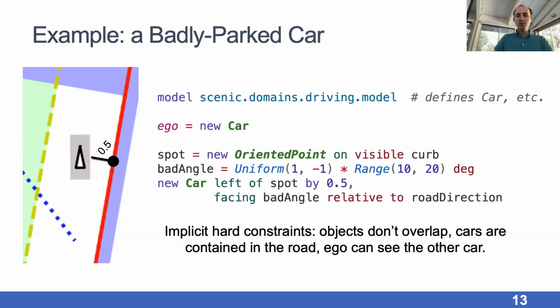Any other questions at this point? Yes. Is there a way to know where the issues are? So for example, you have a car left of a spot by 0.5. Maybe I reverse that and say car to the left of the spot.